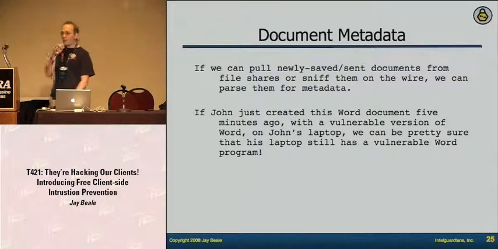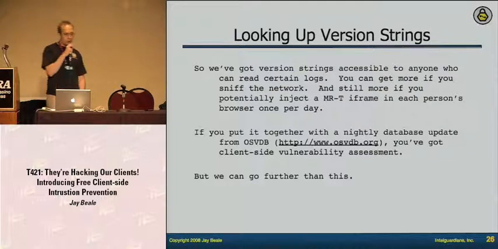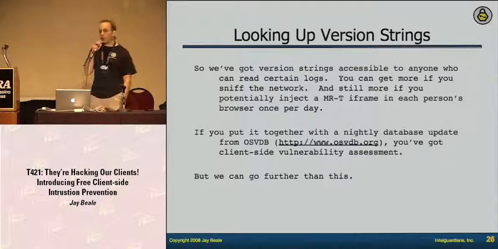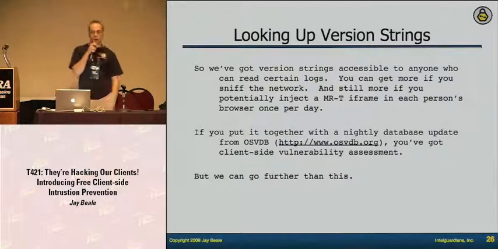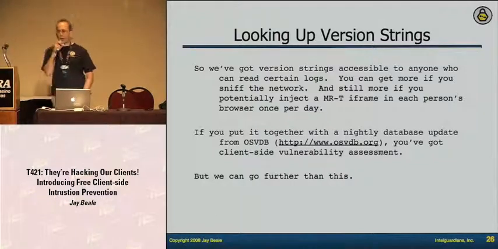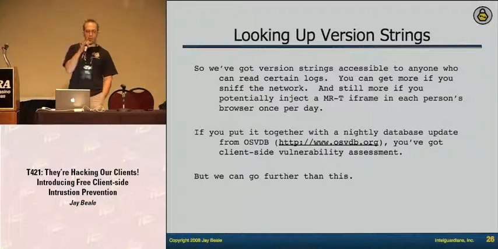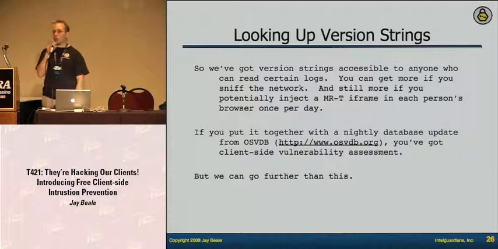Okay, so I now have a way of finding out, if I can sniff the wire, who's got vulnerable versions of all this other non-network client software. So now you say, well, Jay, okay, great. You know what version of Firefox everybody's running, but how do you know if they're running a vulnerable version of Firefox? And this is where OSVDB comes in. OSVDB was created by Jake Koons and Forrest Ray, and now it's got a bunch of even cooler people working on it with them. Forrest is not doing it anymore, but it was an awesome idea, and he deserves credit.